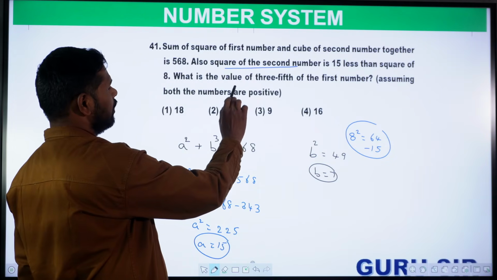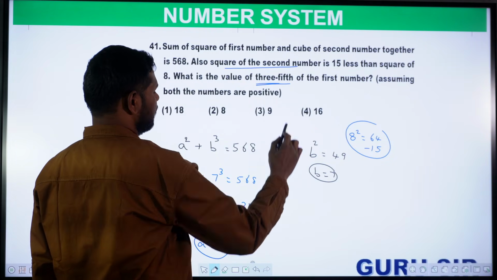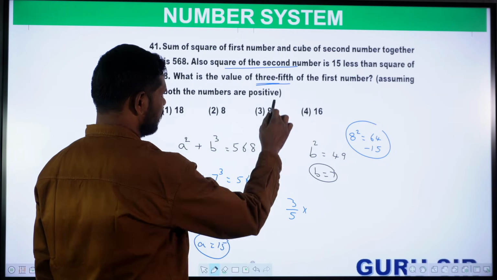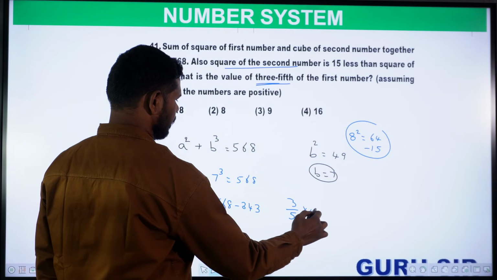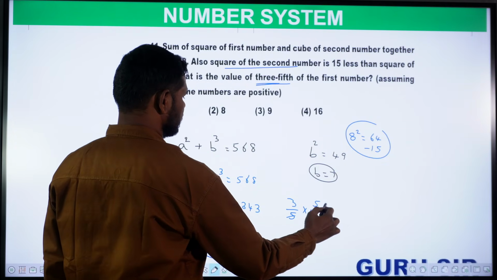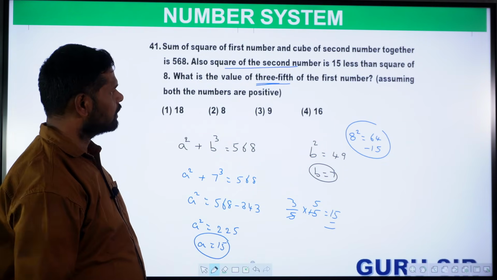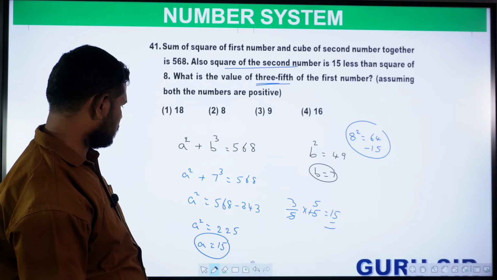But what they are asking is: what is the value of 3/5 of the first number? 3/5 of the first number, which is 15: 3 ones are 3, 3 fives are 15, so 3 into 5 is 15. That is 3/5 of the first number.